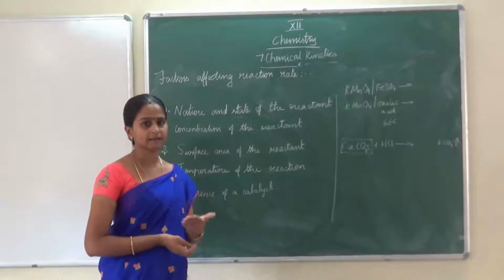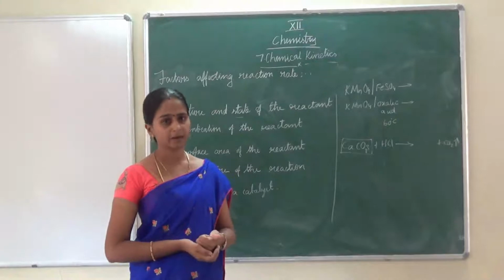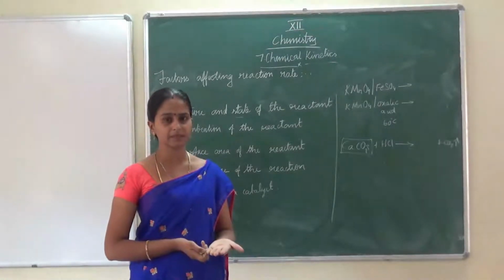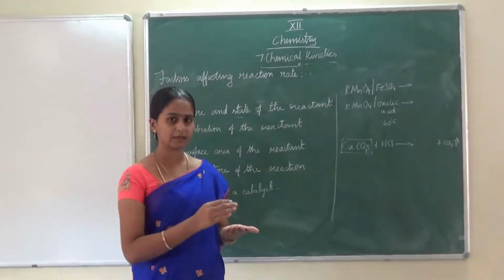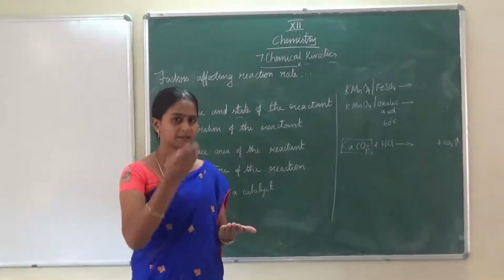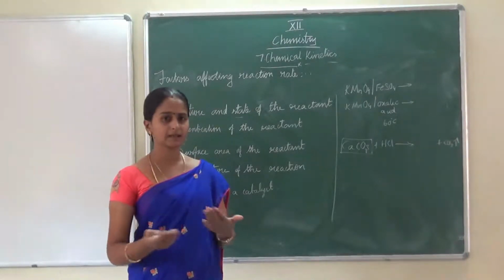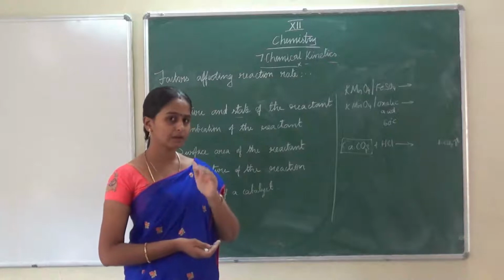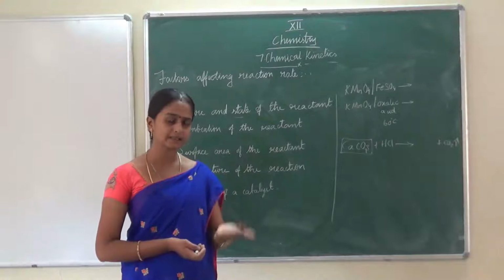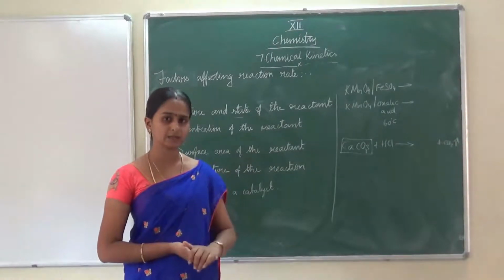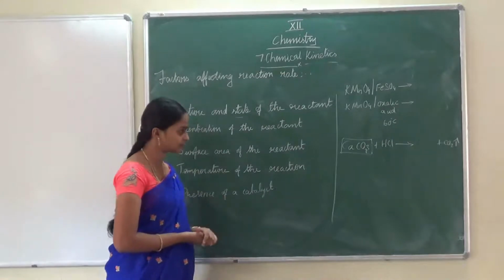We know in 10th standard we have learned endothermic reaction and exothermic reaction. So based on the temperature, in endothermic reaction, when temperature increases, the speed of the reaction also will increase. For exothermic reaction, we have to reduce the temperature. Like that we have learned. So not for all reactions; for some reactions, when we are increasing the temperature, the speed of the reaction also will increase. Finally, presence of a catalyst.